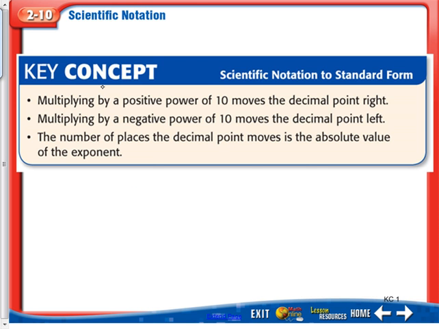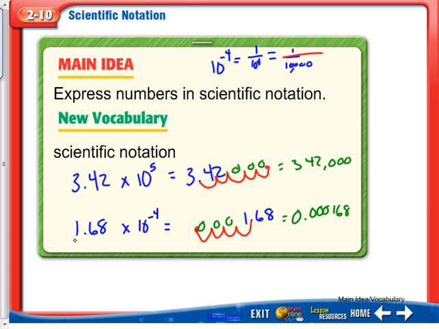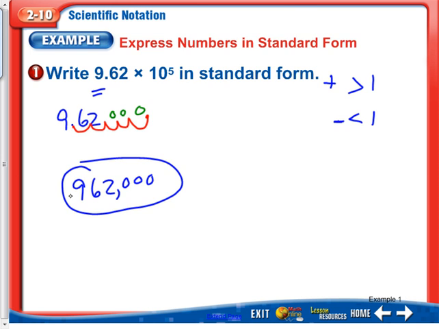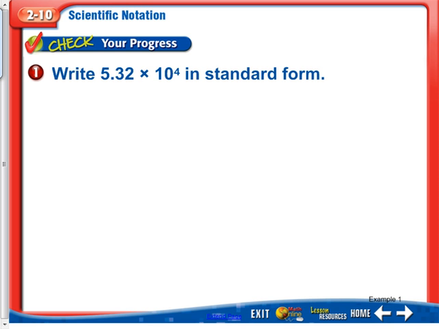Just like in my 2 examples, I had a 1 to the left of the decimal and I had a 3 to the left of the decimal. You can't write scientific notation with more than one number to the left of the decimal point. All right, let's try another one. So we have 5.32, and we're going to move it 4 places to the right because it's positive, so it goes right. And positive means we're going to have a number greater than 1.